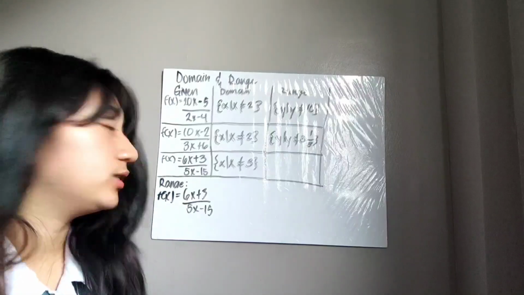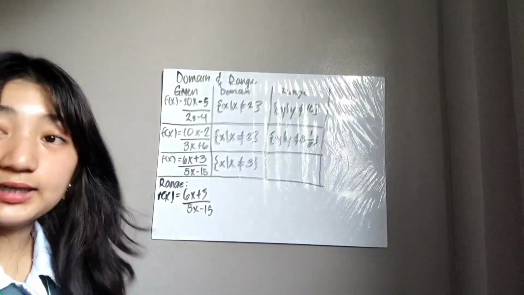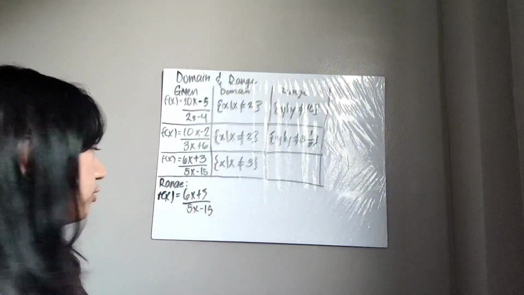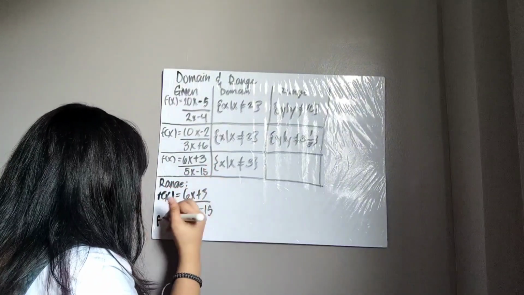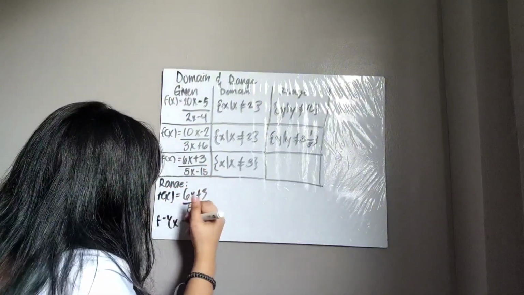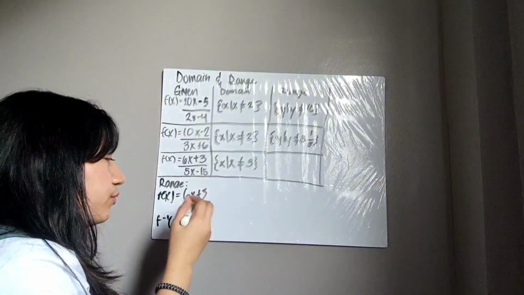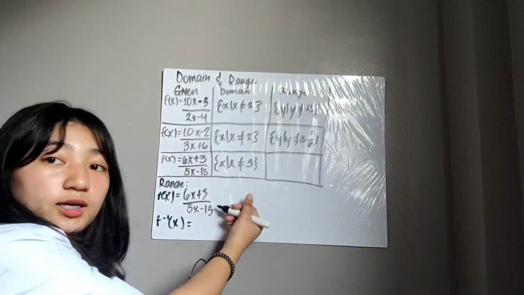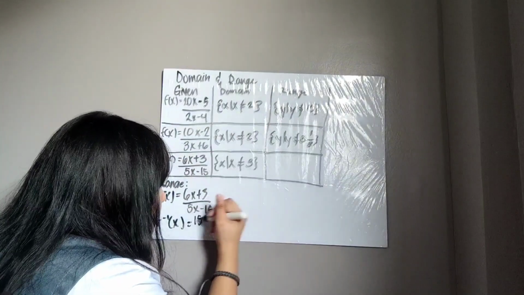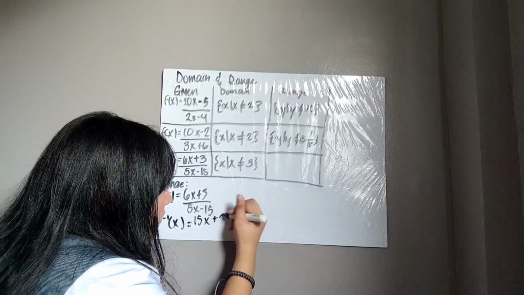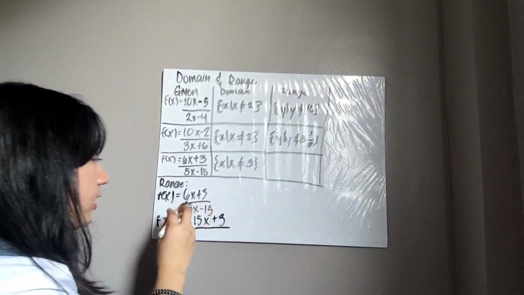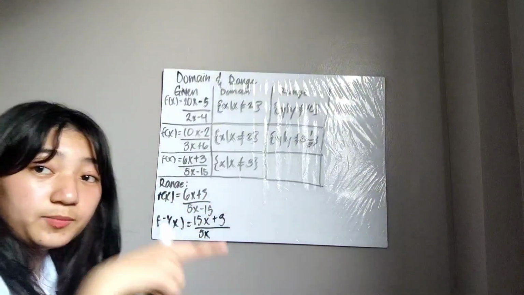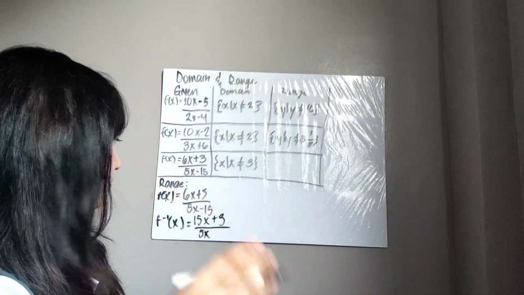Last nating isosolve is yung (6x plus 3) over (5x minus 15). So, inverse lang ulit natin. Yung 5, malilipat dito, and yung 6. So, magiging positive siya dahil negative siya. 15x plus 3 over 5x, and yung positive 6 natin pag nilipat, magiging negative 6.